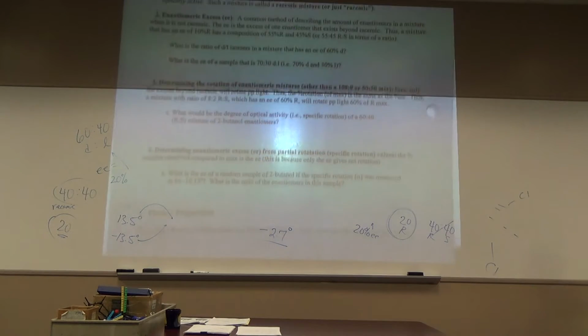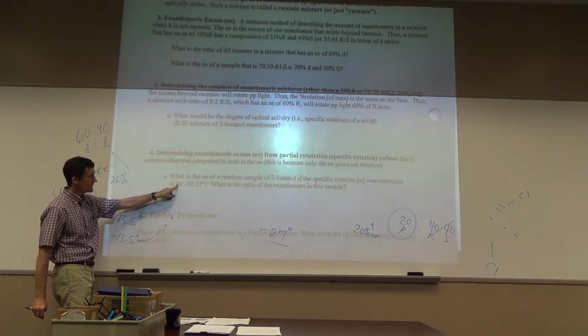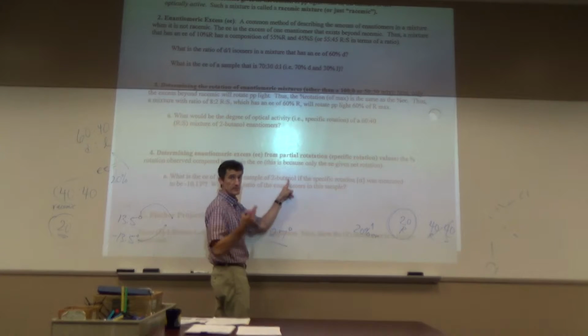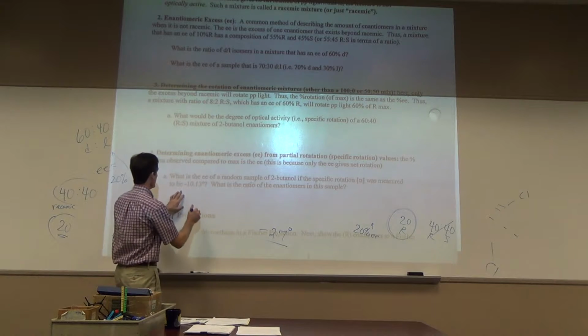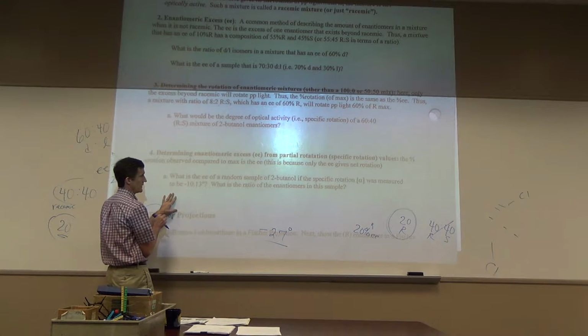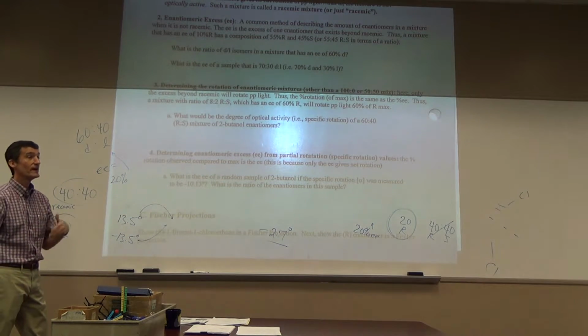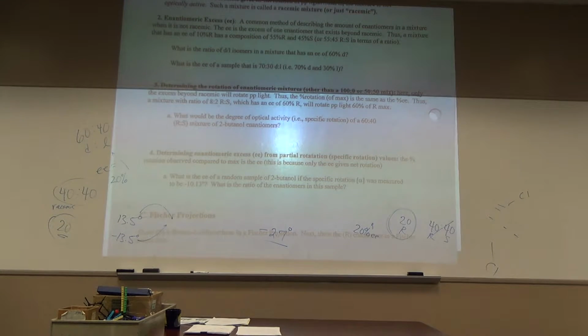Let's do it the other way, though. I believe this is going to be the other way. Let's look at A here. What is the EE of a random sample of 2-butanol, which could be two different stereoisomers, if the specific rotation was measured to be negative 10.13? You may have already seen the math. If it works for you, you're good. But what you're saying is confusing me, because I have it in my own mind.